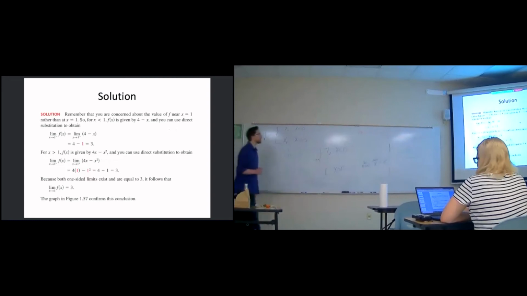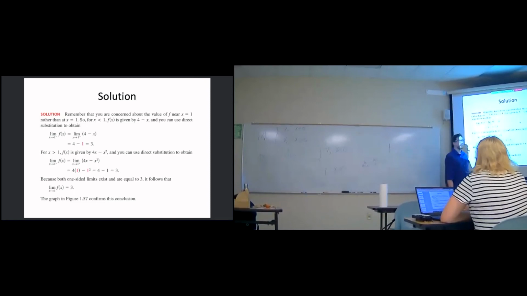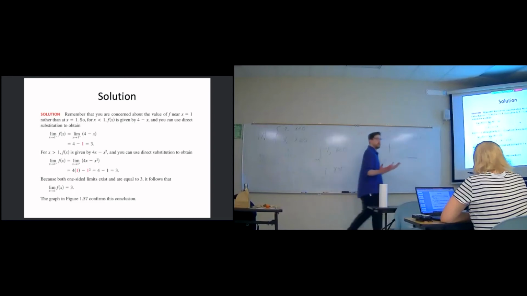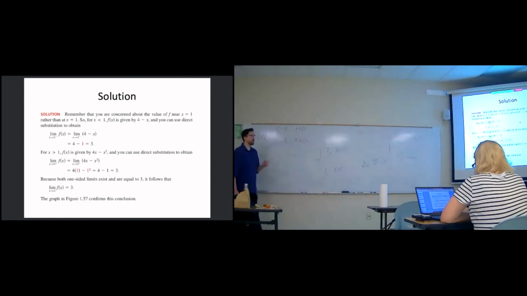And the way to check is to say, all right, well, the limit as x approaches 1 from the right, well, here we can just plug in 1. It is in fact 3. Here, the limit as x approaches 1 from the left, just plug in 1 again. Oh, could that be 3? So conclude from that the limit as x approaches 1 of our function is 3.